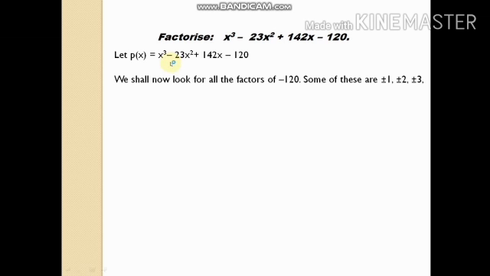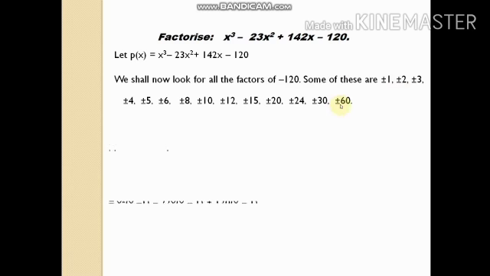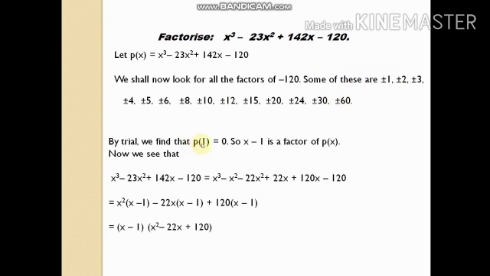Let p(x) equal x cube minus 23x square plus 142x minus 120. We shall now look for all the factors of minus 120. Here the constant term is minus 120, so we will find all factors of minus 120. Some of these are plus minus 1, plus minus 2, plus minus 3, and so on up to plus minus 16. By trial, if we substitute x equal 1, we will get 0. If we are getting remainder as 0, it means x minus 1 is a factor of this given polynomial.